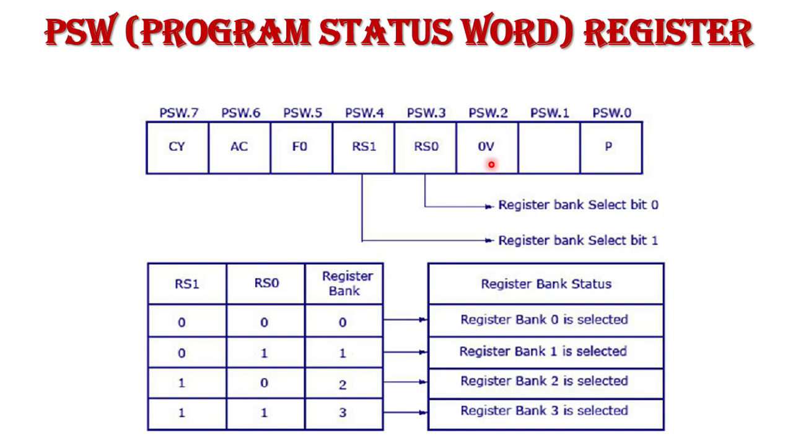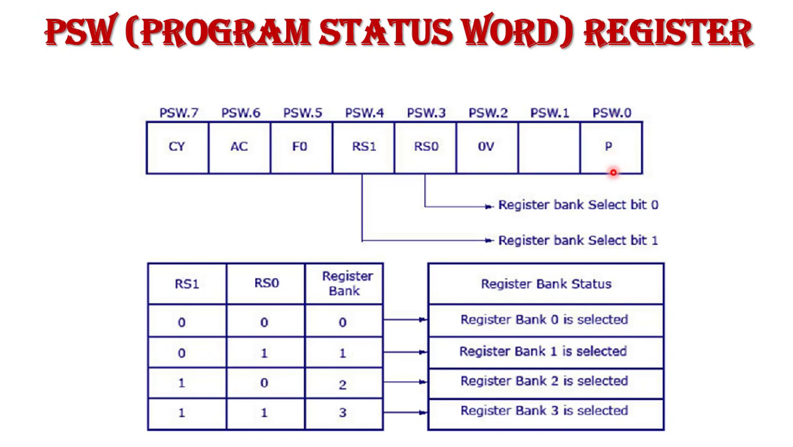The next bit is PSW 2 bit. This is allotted for the overflow flag. If any arithmetic result is generated and overflow occurs, meaning after bit number 7, bit number 8 is also generated, this overflow flag bit is set, otherwise it is reset. Next bit is PSW1. This is reserved for future work. Next and the last bit of the PSW register is PSW0.